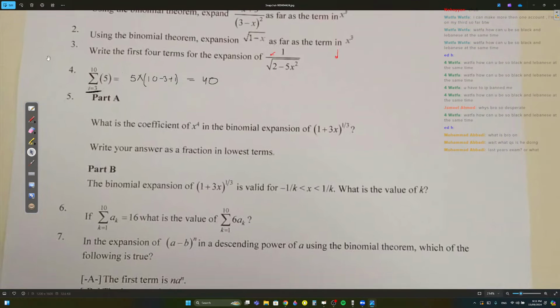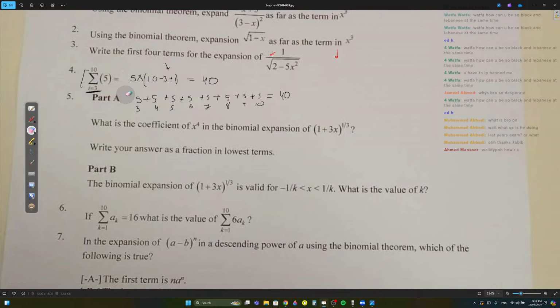So, whenever you see 2 numbers, subtract them both. Okay? And then add 1. Or you can just do this: 5 plus 5. Start at 3. Then 4, plus 5. 5, plus 5. This is 6, plus 5. This is 7, plus 5. 8, plus 5. 9, plus 5. 10. And you can get 40. Calculators are allowed. So if you do have the sigma function on your calculator, you can also just put this in.